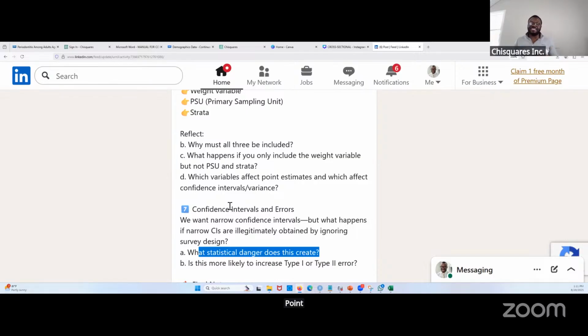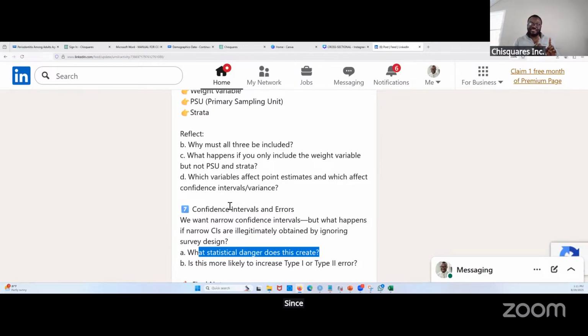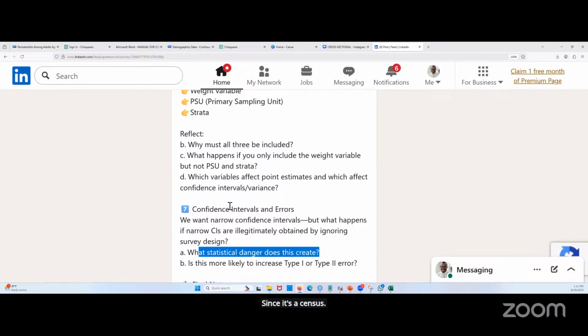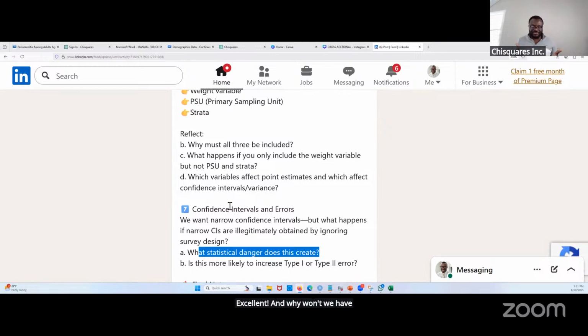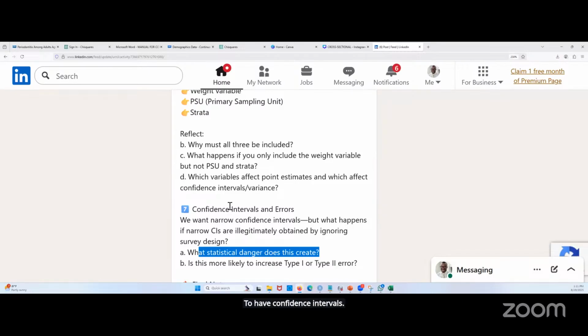Point estimates means things like percentages or means, right? So we will surely have those, but what won't we have? Since it's a census. Confidence interval. Excellent. And why won't we have confidence intervals? Why wouldn't it make mathematical sense to have confidence intervals? You need to have repeated sampling of the population to have confidence intervals.